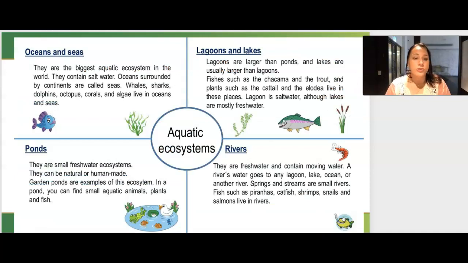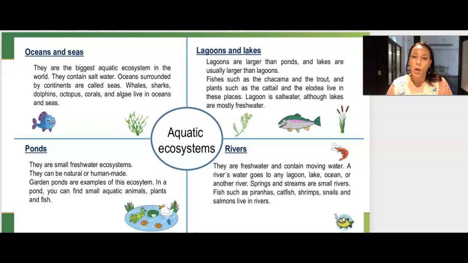So it can be our oceans. About 70% of the world is covered with oceans. It's mostly salt water, and it contains a huge variety of life. Could be lagoons and lakes, which are freshwater, but they're generally bigger than ponds. Lagoons are generally larger than ponds, and lakes are larger than lagoons. Most of them are freshwater, and they contain a variety of life.